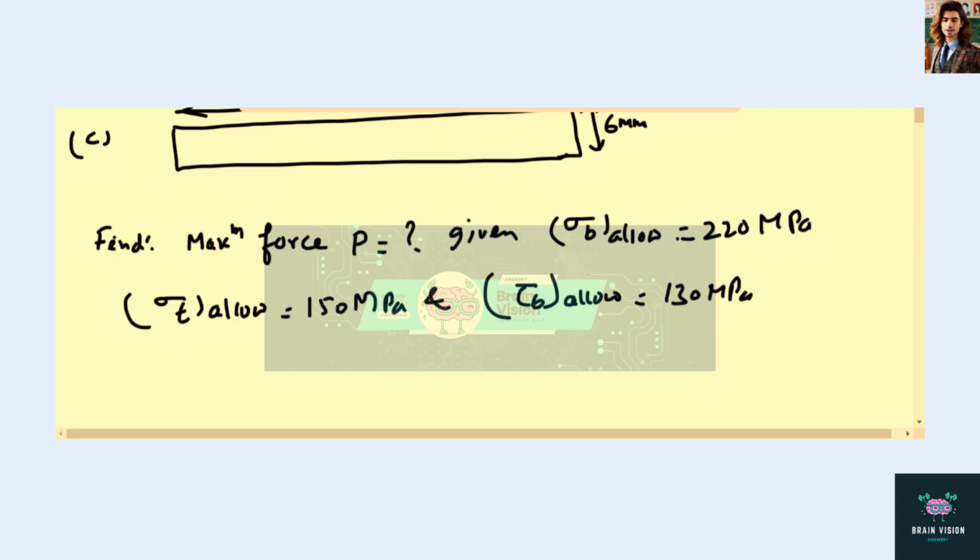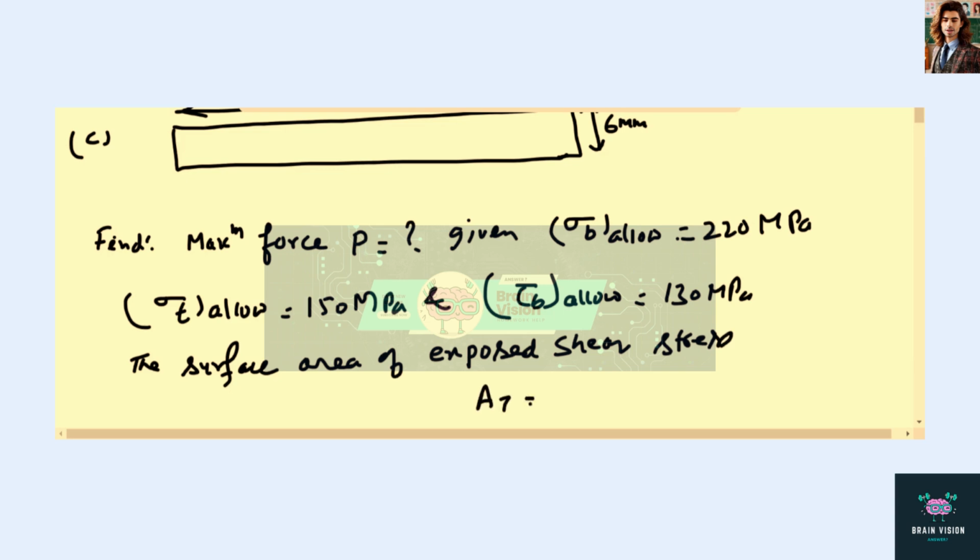The surface of the exposed shear stress: the area of exposed shear stress is 2 into B into t, that is 2 into 25 into 10, so it is 500 millimeter square.